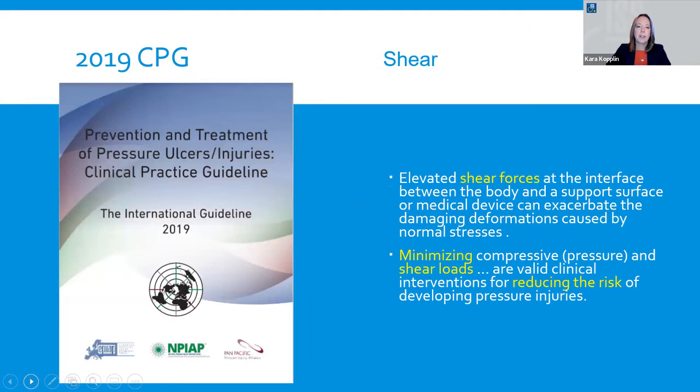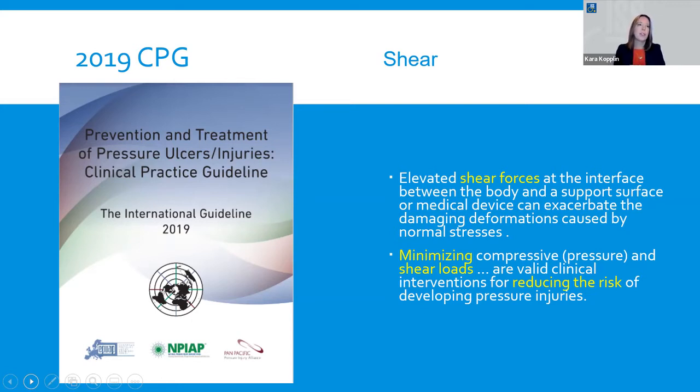Shear is, of course, the other external effect that we're interested in when we're assessing the way a cushion interacts with the body. The clinical guideline is emphasizing the role of shear forces at the interface. It states that elevated shear forces at the interface between the body and a support surface or a medical device can exacerbate the damaging deformations caused by the normal stresses.